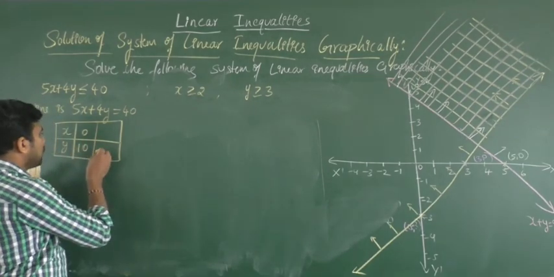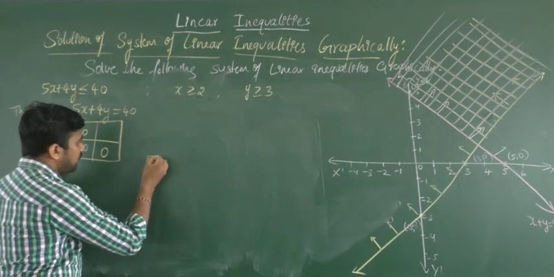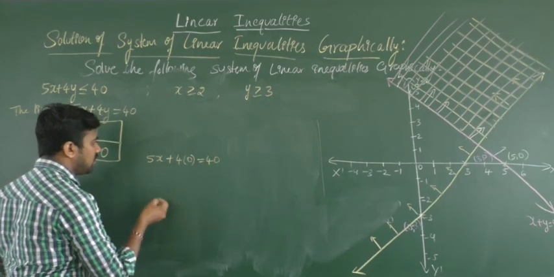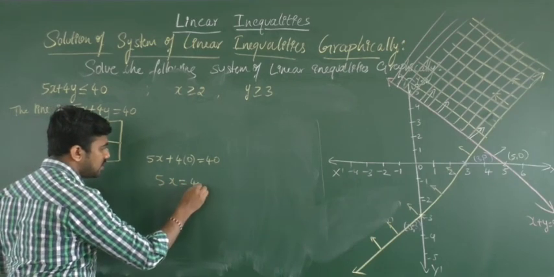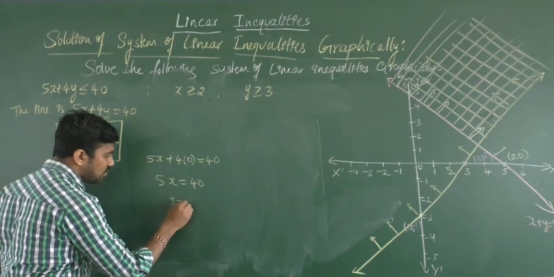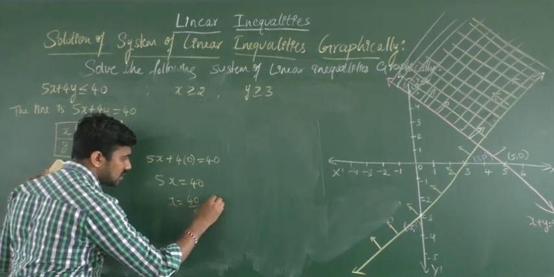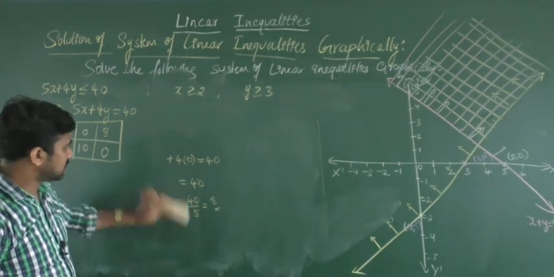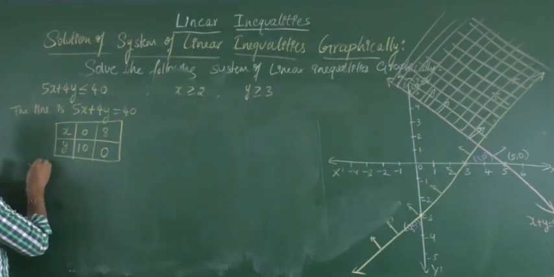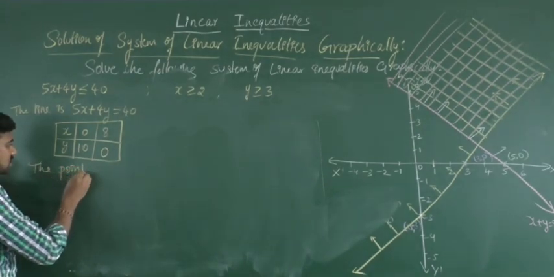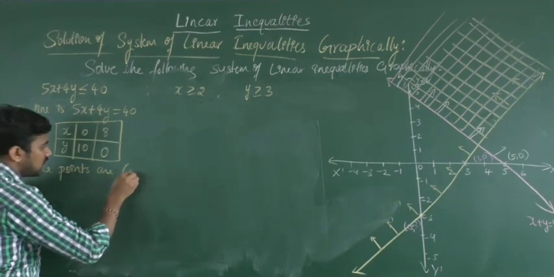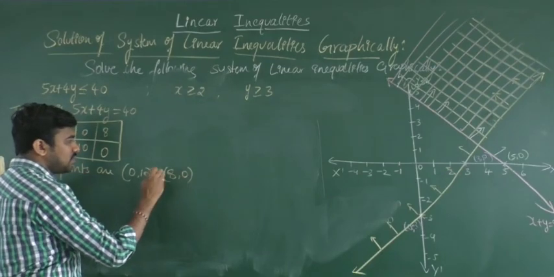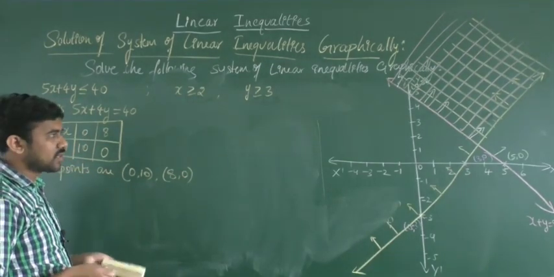Now see, when y is equal to 0, what will we get? 5x plus 4 into 0 is equal to 40, means 5x is equal to 40. The second term vanished. So x is equal to 40 by 5, that is nothing but 8. 5 8s are 40. So here we get x is 8. So now what are the points you got? X is 0, then y is 10. Y is 0, x is 8. Those two points you got.